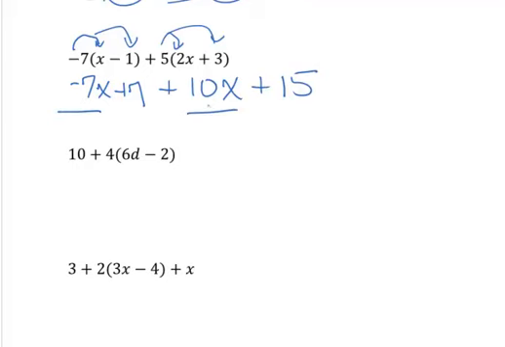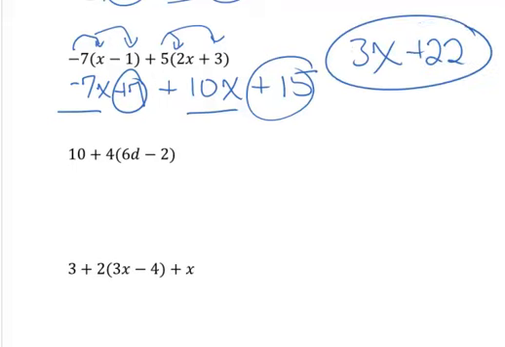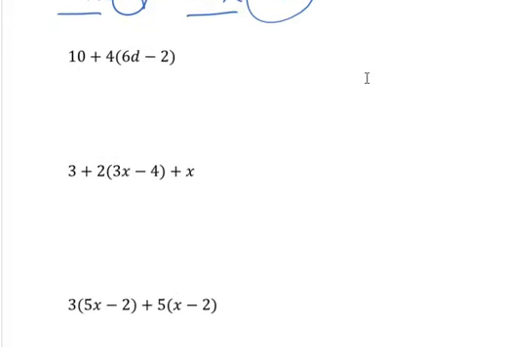So when we combine our x's together, a negative 7x and a plus 10x is going to give me a 3x. A plus 7 and a plus 15 leaves me with a plus 22. All right, good deal. So now what we have here is, again, still combining our like terms. So I'll leave my 10 alone.